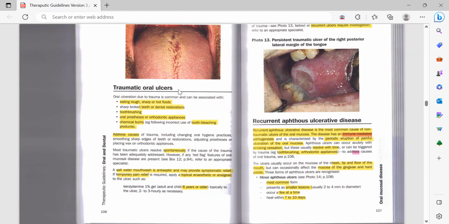So just let me know what you think: would you just trim that area, smoothen that area and leave it, or would you refer the patient? You would smoothen that area and, in the same appointment, refer the patient to the specialist, because there are red flag features. Which are the red flag features?